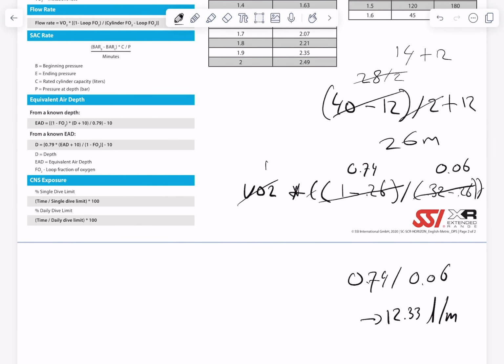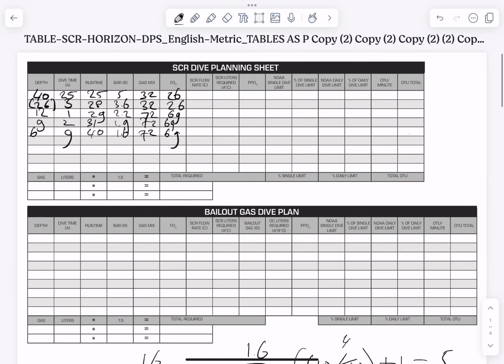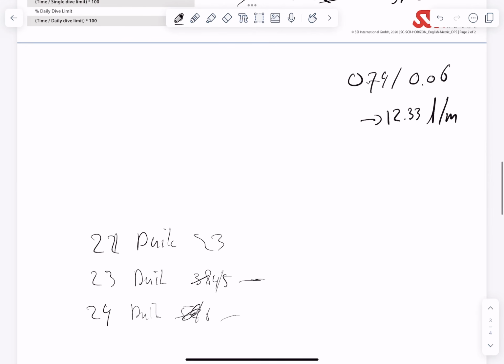I'm not really a big fan of rounding it up or down, but since these numbers are always better conservative, I'm just going to call that 13 liters per minute. So our SCR flow rate is going to be 13. I forgot something really important here. Sorry, my bad.